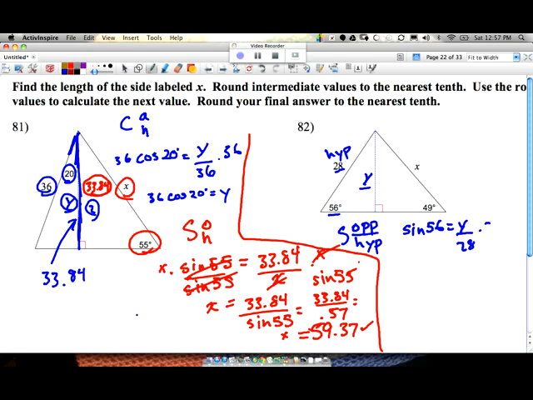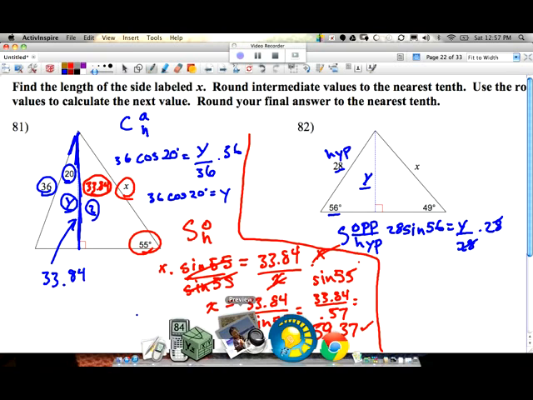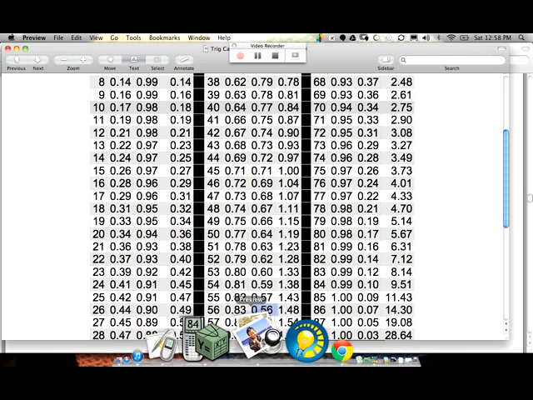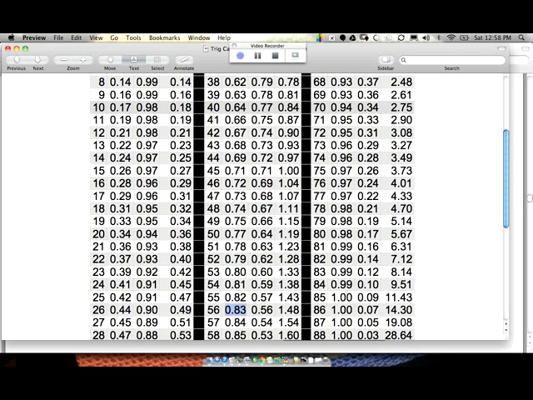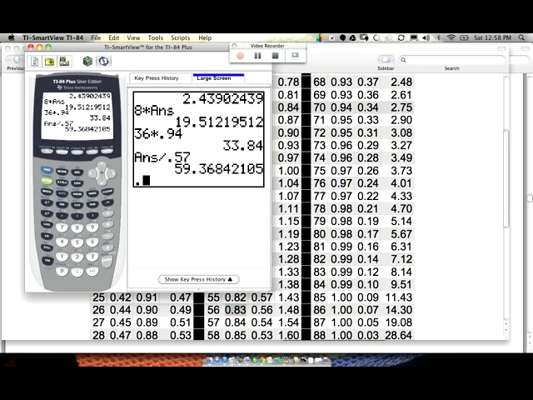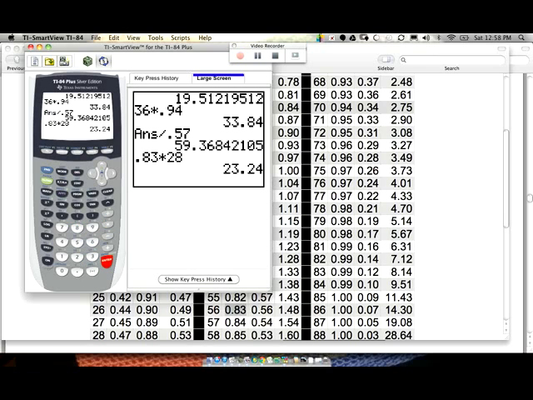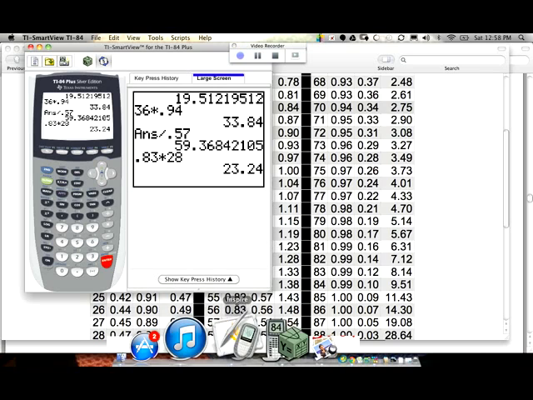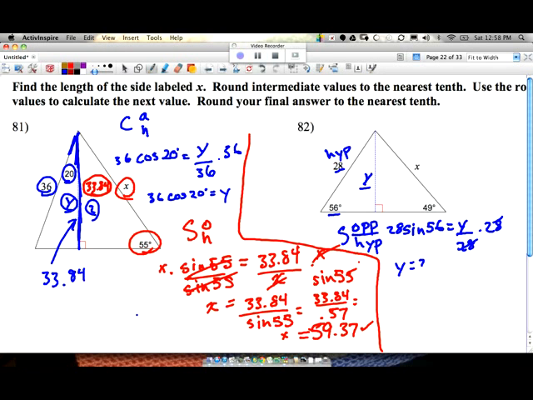So we're going to multiply by 28 on both sides. Let's see what sine of 56 is. Okay, so 56 is 0.56. Whoops, no, 0.83 when we're doing sine. 0.83 times 28 is going to be 23.24. So y equals 23.24.